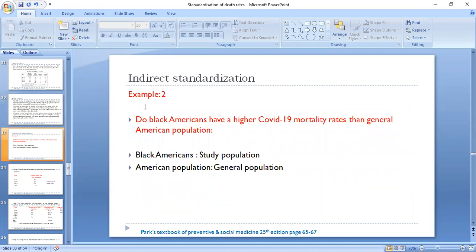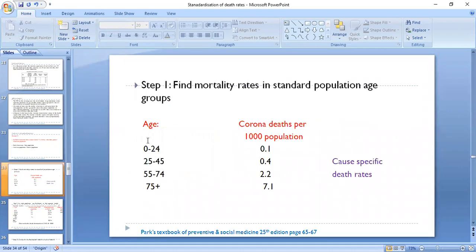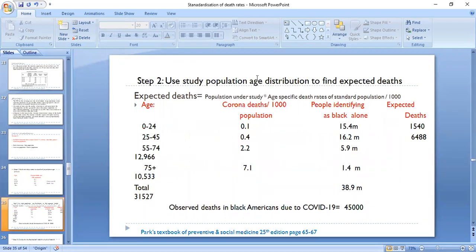Now we have another example for indirect standardization, that of Black Americans. Do they have a higher COVID-19 mortality rate than the general population? The study population is the Black Americans, and the standard population is the general population of America. So the first step is to find mortality rates in standard population groups. Then the second step is to use the study population age distribution to find the expected deaths. We find the expected deaths by multiplying the population under study by age specific death rates divided by 1000.